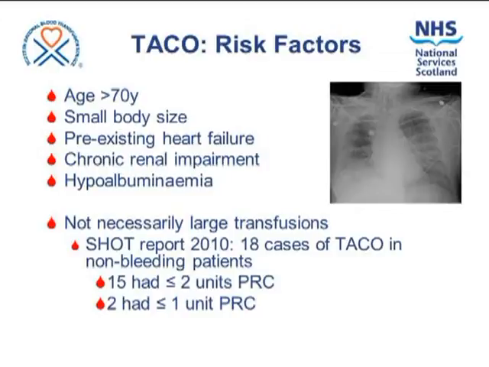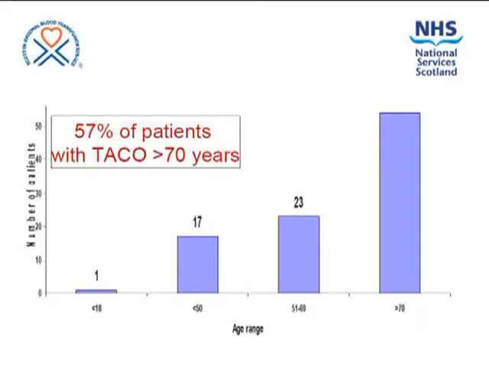Data from the SHOT reports reveal that it's not necessarily large transfusions that lead to this condition. In the most recent report there were 18 cases of TACO in non-bleeding patients reported, and in 15 of these, patients had received 2 or less units of blood, and in 2 cases had not even received more than 1 unit of blood. As we mentioned, age is a significant risk factor for this condition, with over half of the patients who develop it being more than 70 years of age.